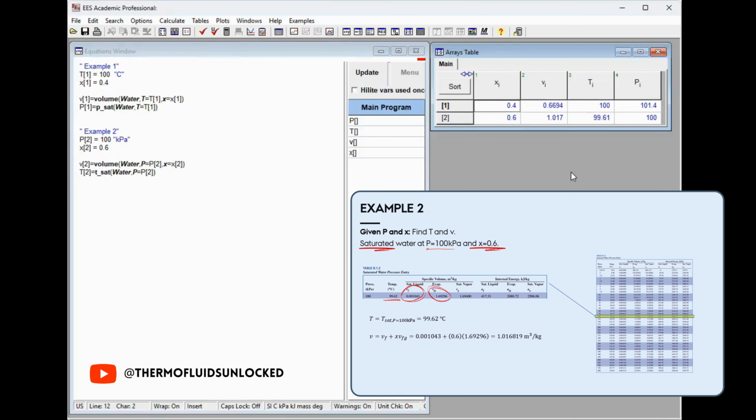It's 1.016819, and it's basically 1.017. So they're really close, and you're happy with this.